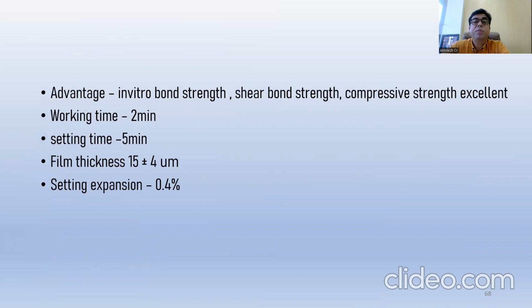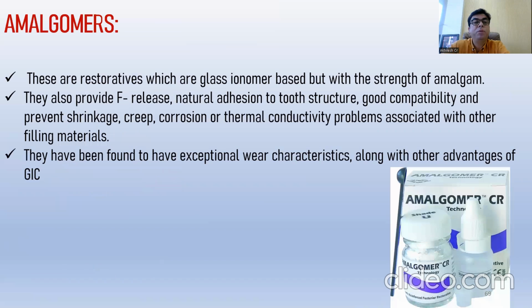The resulting material is a composite of hydrated ceramic material cross-linked with polyacrylate polymer. Advantages are compressive strength and shear bond strength, and they are all excellent. The working time is only 2 minutes, setting time is 5 minutes. The film thickness is 15 plus or minus 4 microns, and setting expansion is 0.4%.